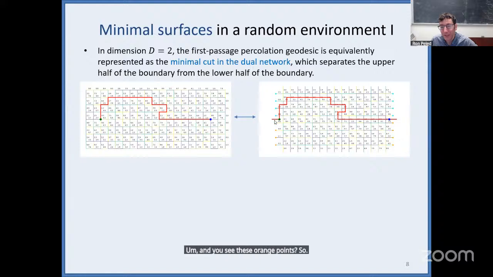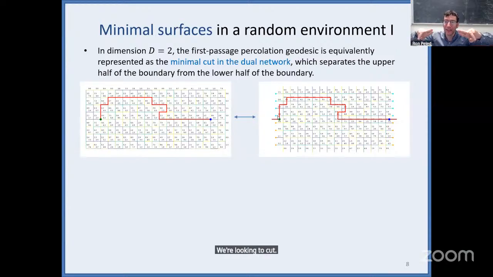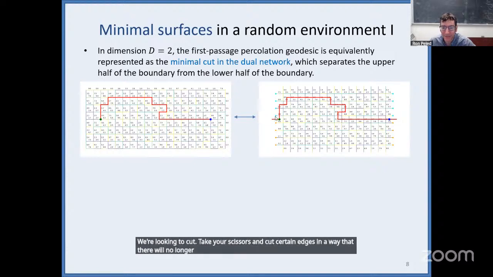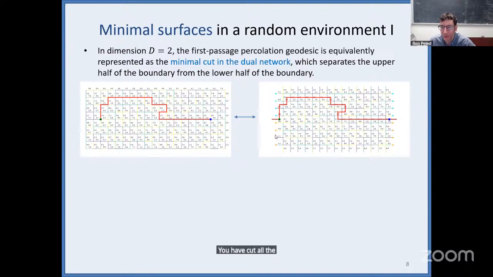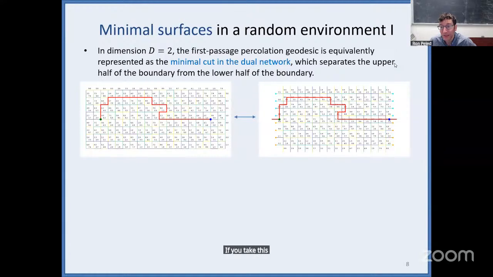So now what we're doing, we're looking to cut, take your scissors and cut certain edges in a way that there will no longer be any path from a cyan point to an orange point. You have cut all the ways to reach from here to here. And you're looking to cut the edges which have the minimal weight. This is the idea here. The sum of the weights of edges you cut is minimal. If you take this point of view, then your geodesic becomes the minimal cut in the dual network. But it is the same thing.